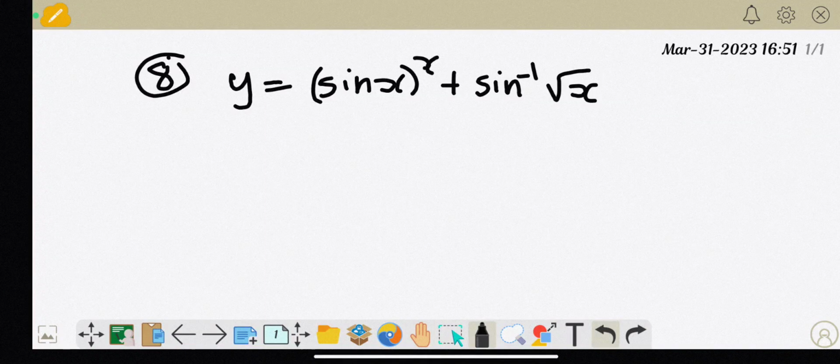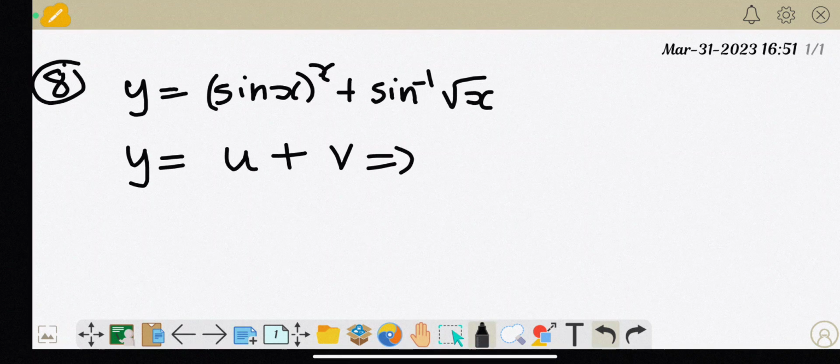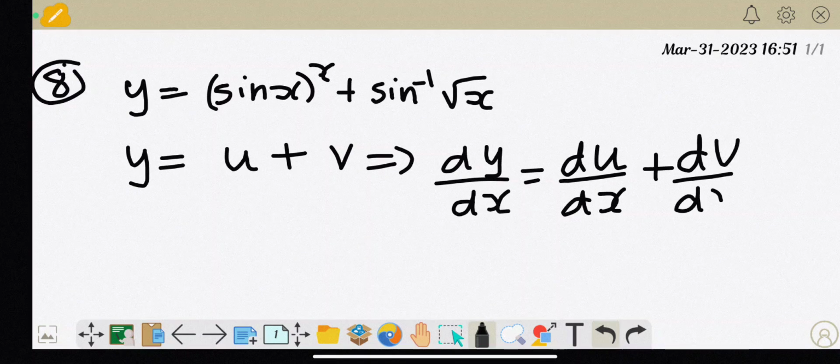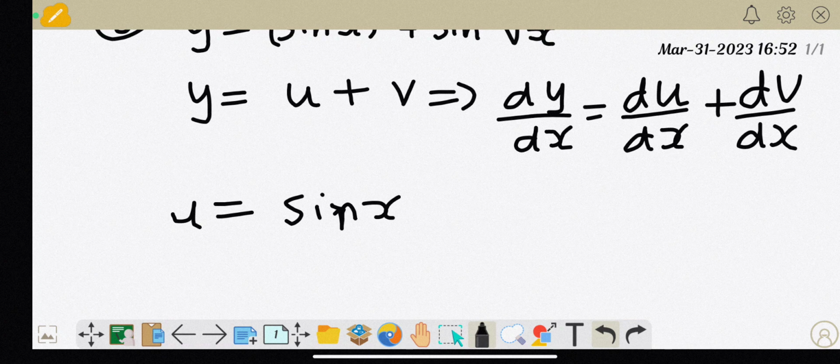So y is equal to u plus v implies dy by dx is equal to du by dx plus dv by dx. Correct. So let u be sin x to the power x.